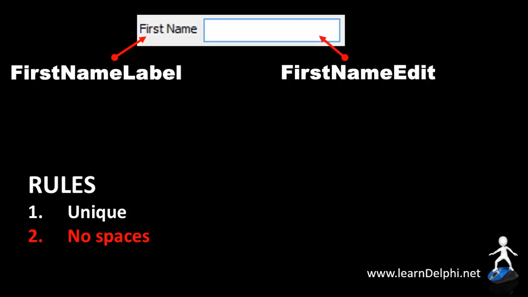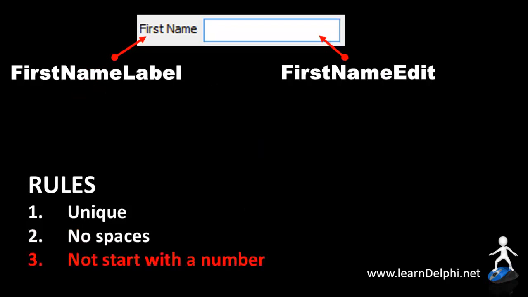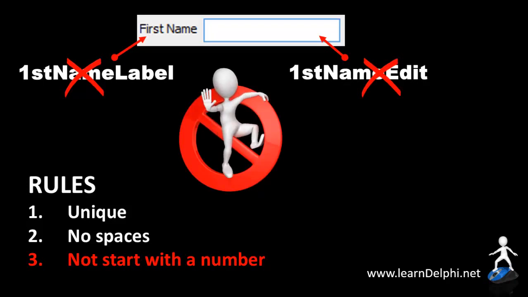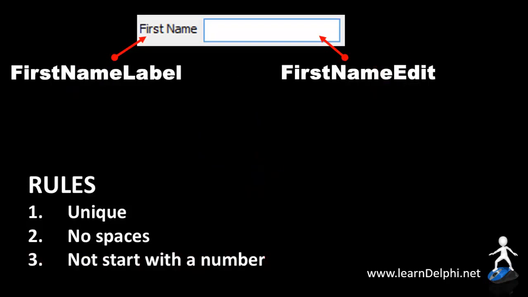The third rule is, component names may not start with a number. I cannot name the label 1firstNameLabel starting with a number. And I may also not call the edit firstNameEdit with a 1 as the first character of the name. However, I may use a number anywhere else in the name. But later you will learn that it is not necessary if you apply a proper naming convention.